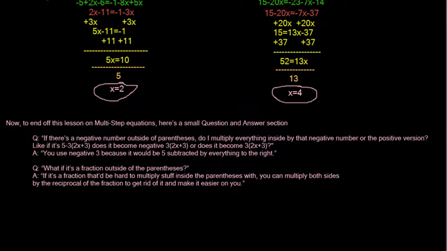Q. What if there's a fraction outside of the parentheses? A. If it's a fraction that'd make it harder to multiply values inside the parentheses with, you can multiply both sides by the reciprocal of the fraction to get rid of it and make it easier on you.